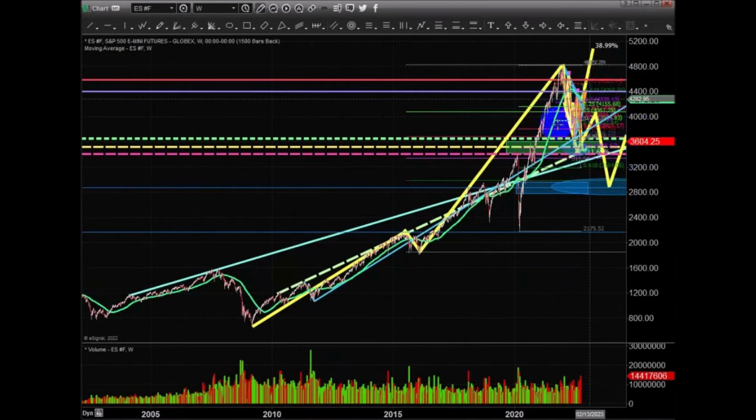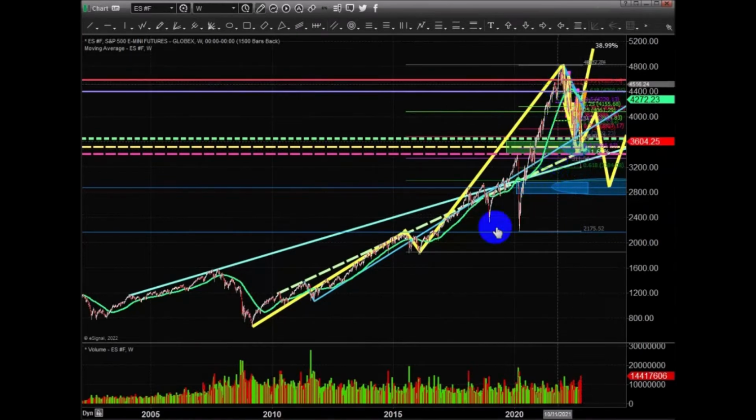Now, initially, I had projected a broader A, B, C formation. I still think we could be in that phase, but I think that we are very likely to move into a fourth quarter rally here and attempt to find support, which is why I've been looking around at various phases.